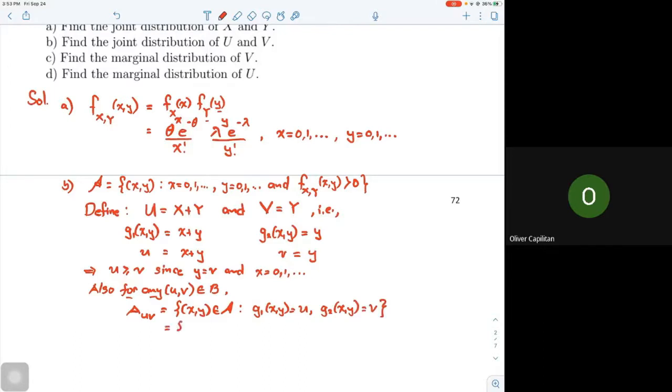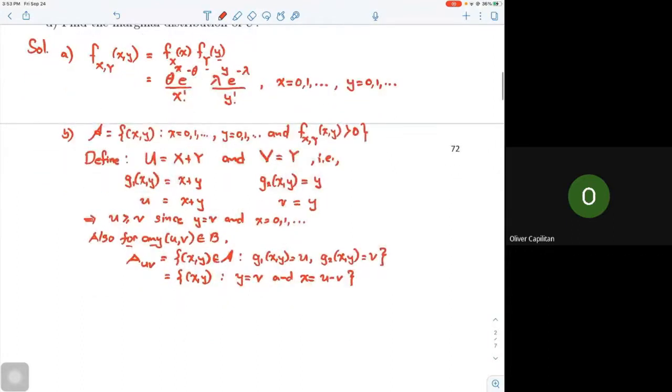Or it could be the set of all xy such that y is equal to v, and x will be equal to u minus v. So there is only one possible value of xy. For any xy, y will be equal to v, and x will be equal to u minus v. So it is just the set containing only one ordered pair, and that ordered pair is u minus v, and then v.